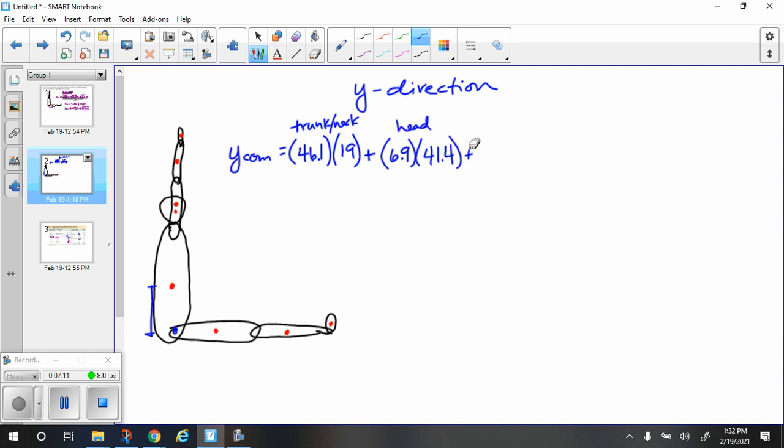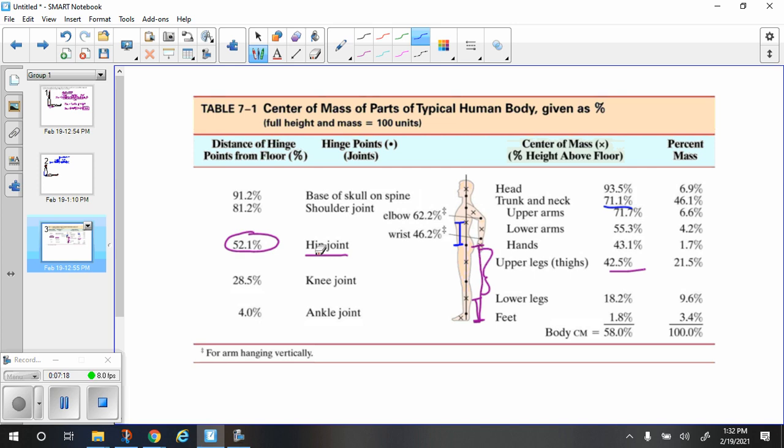And now we have the upper arms. And this is where it gets a little bit tricky, because on this diagram, you can see that this is for arms hanging vertically. So they're hanging down vertically. And since they're hanging down vertically, the numbers aren't what we want, because our person has their hands up over their head. So here's how we're going to do it.